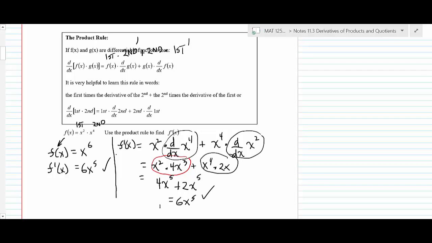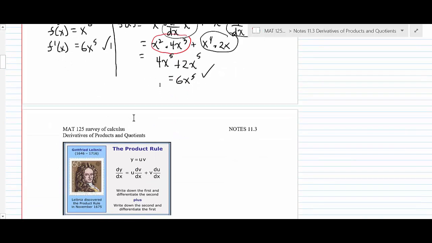Well, that's not a proof. That doesn't prove anything, but at least it proves that it works on that case. But it does work. We know that the product rule always works when you have a product of two differentiable functions. Okay, that's how that works. So does that make sense, what I did? Okay, and again, this is a rule you're going to use so much that you need to get it memorized. It's pretty easy if you learn it in words. First times derivative of second plus second times derivative of first.